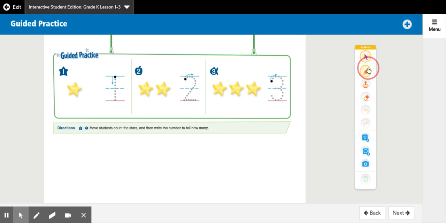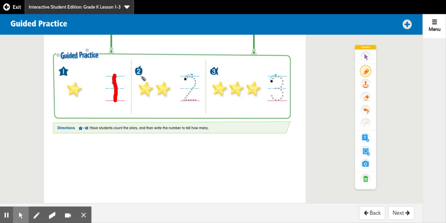So now we're going to trace the number to write 1. You see right here they have the dotted line that makes 1. So go ahead and trace those dots. And that makes the number 1.